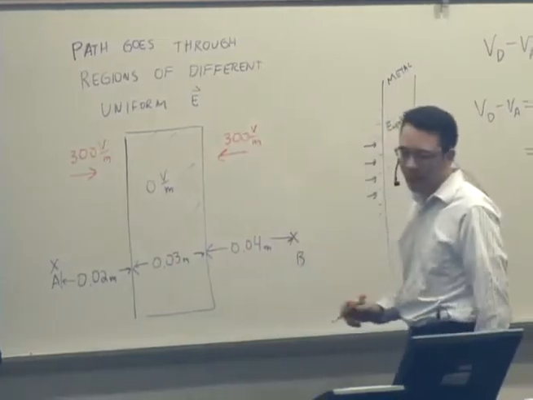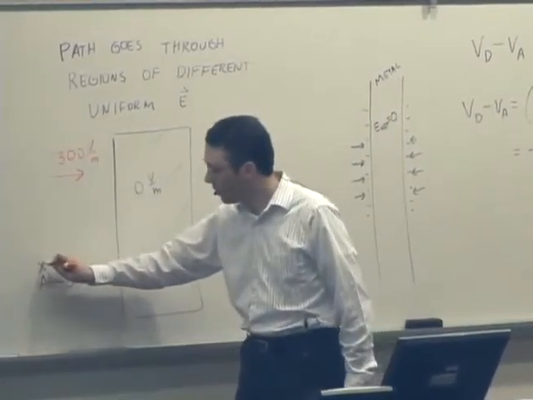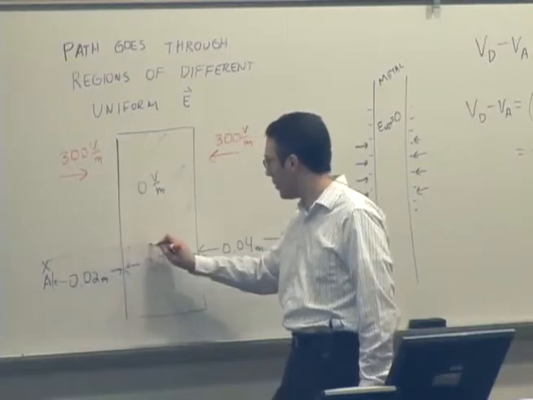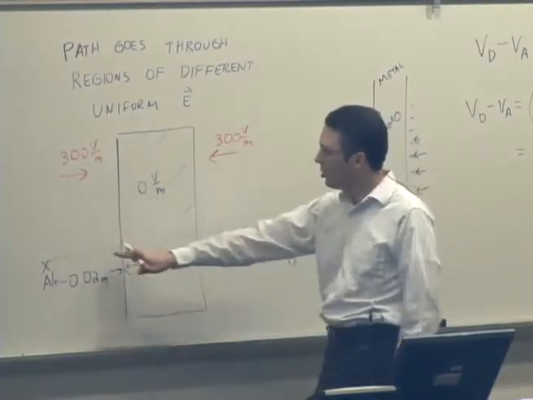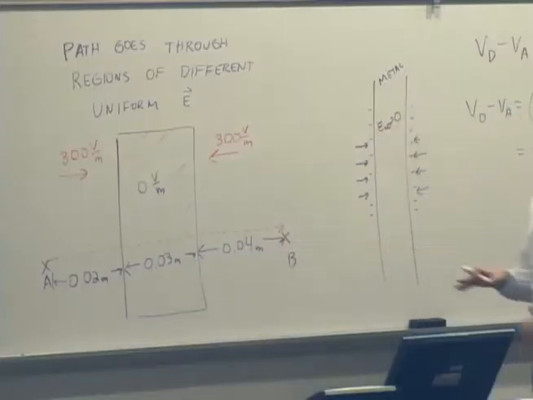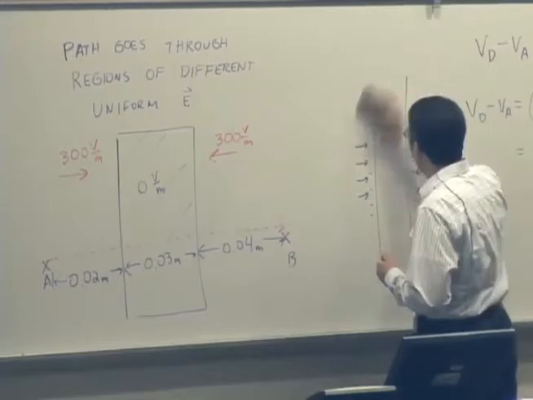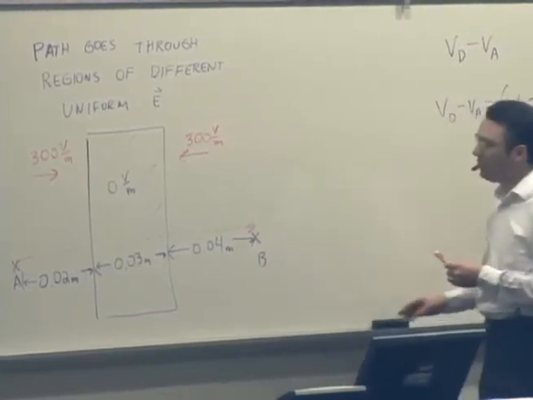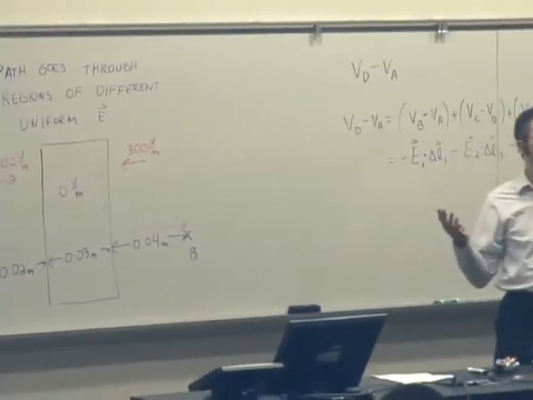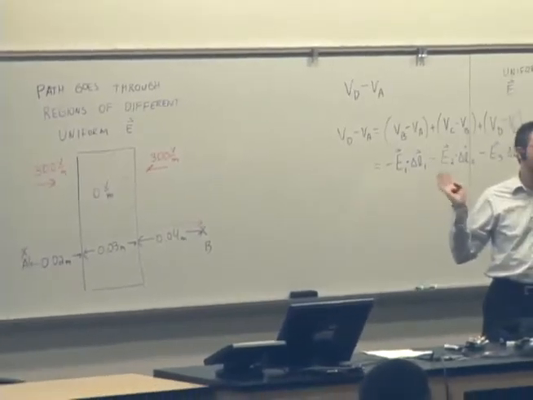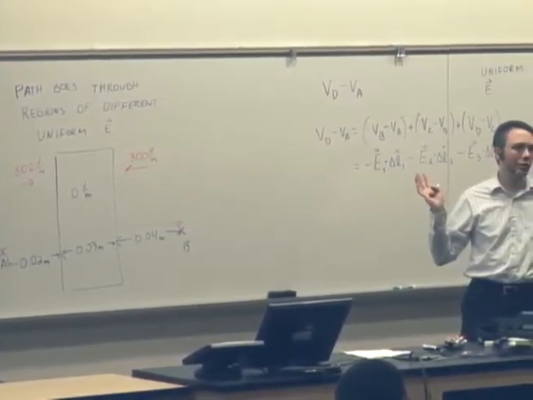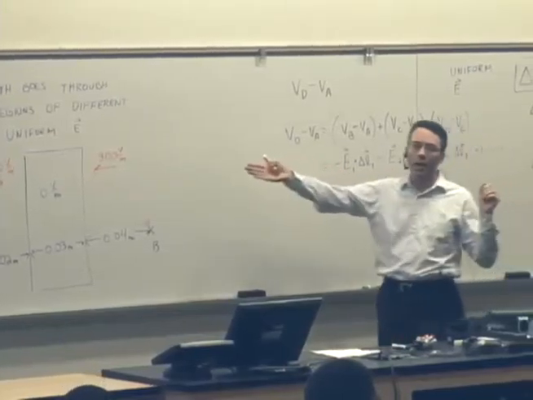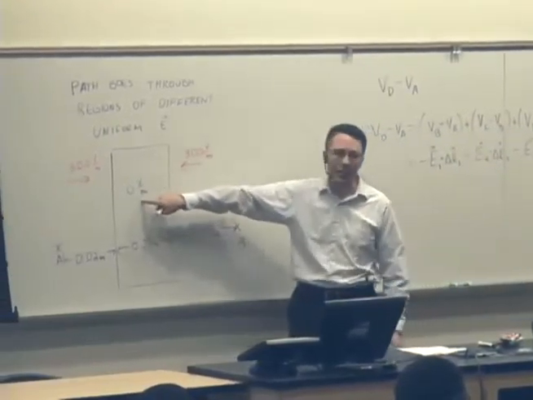Okay? And our path goes, we said we're starting at A and we're going to B, right? So I'll just pick a path that goes along a straight line. It goes straight through the block, directly over to B, right? Okay. How many different regions do I want to break this up into? 2, 3? Well, one region has an electric field that is equal to 0, right?